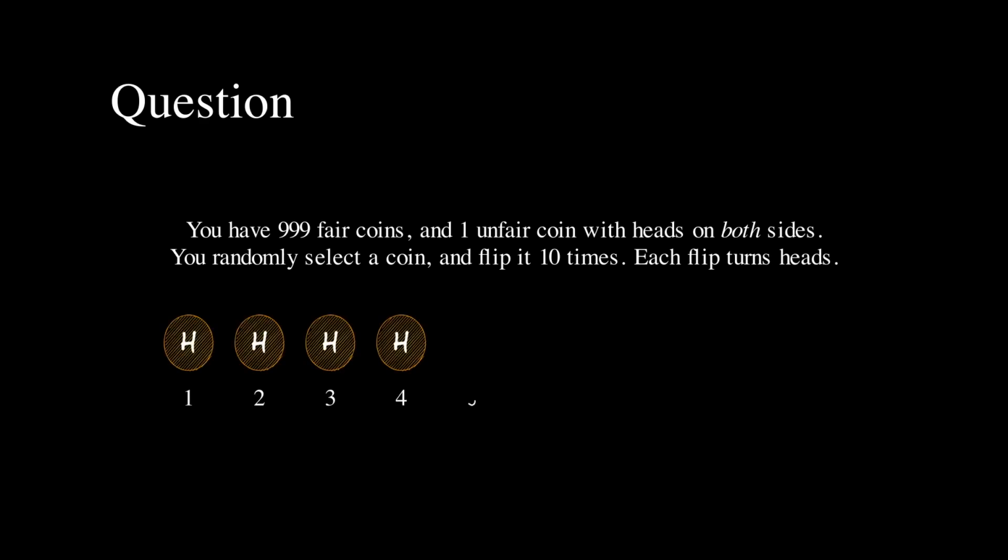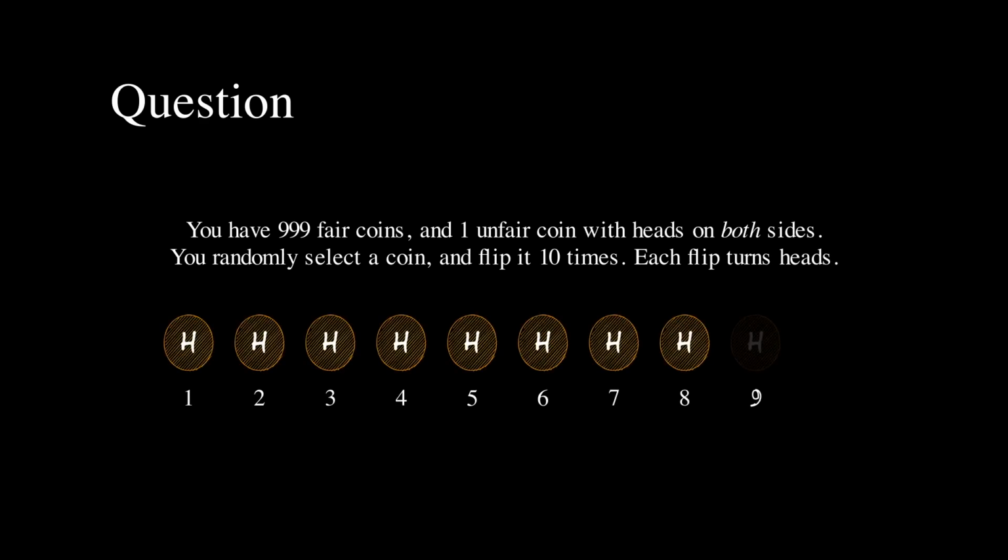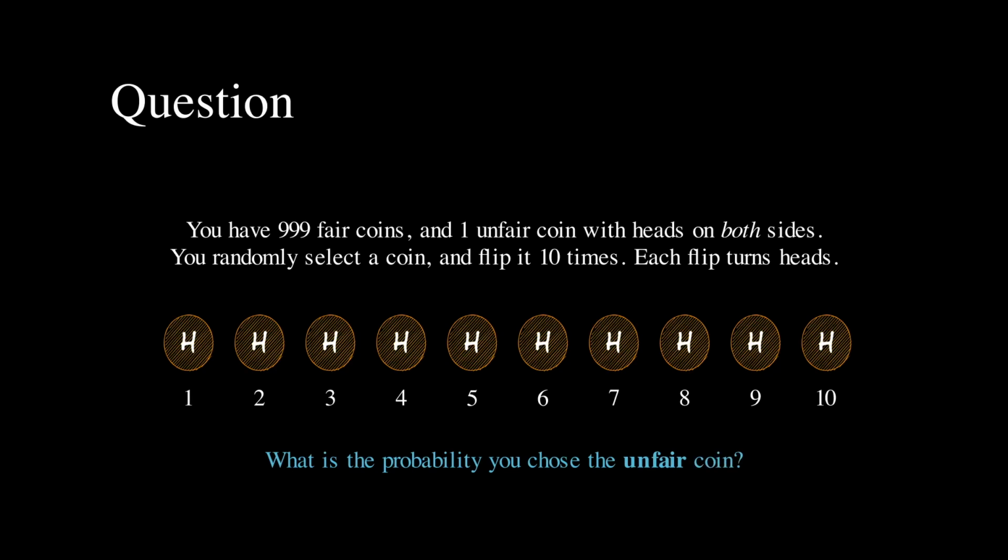You have 999 fair coins and one unfair coin with heads on both sides. You randomly select a coin and flip it 10 times. Each flip turns heads. What is the probability you chose the unfair coin?